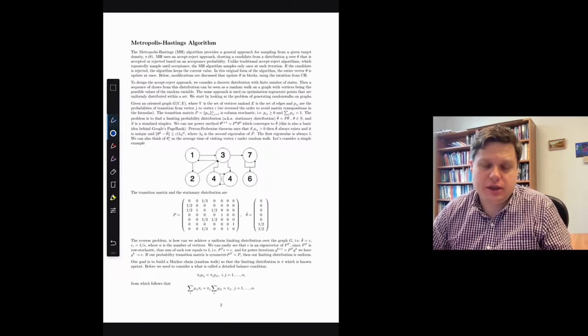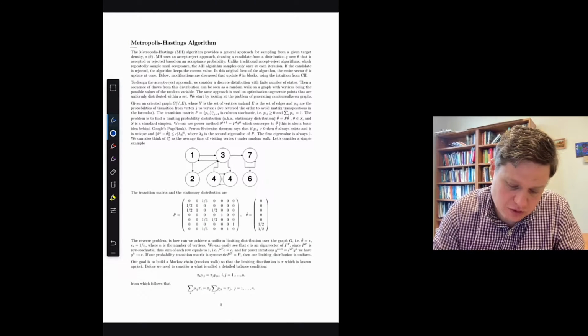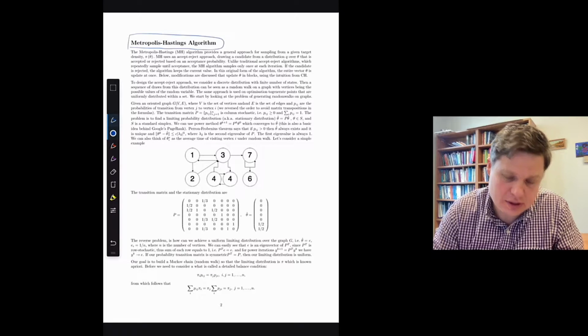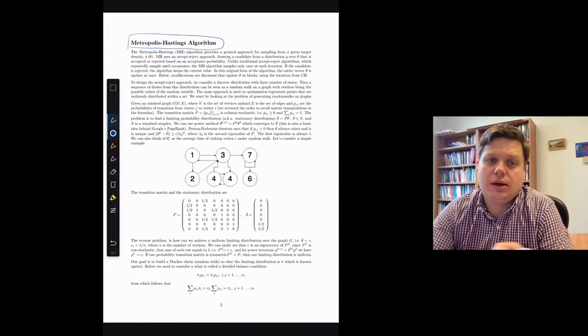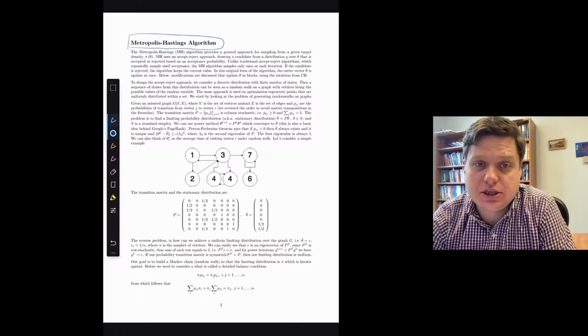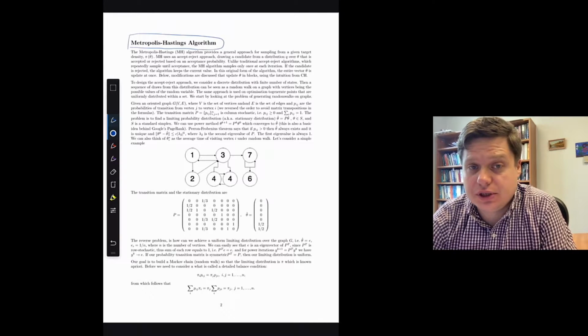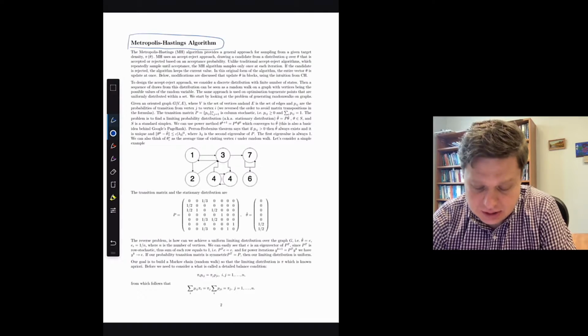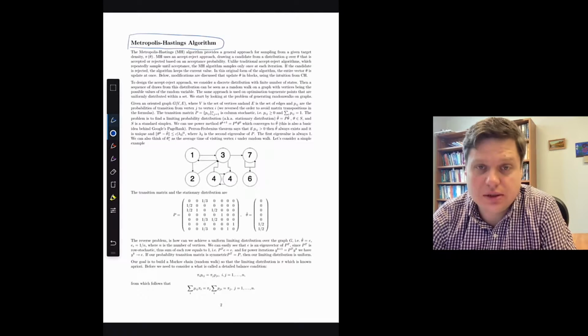So in the more general case, we're going to be talking about the Metropolis-Hastings algorithm that allows us to generate those Markov chains that eventually converge to generate samples from the target distribution. And we'll start by talking about random walks and graphs.